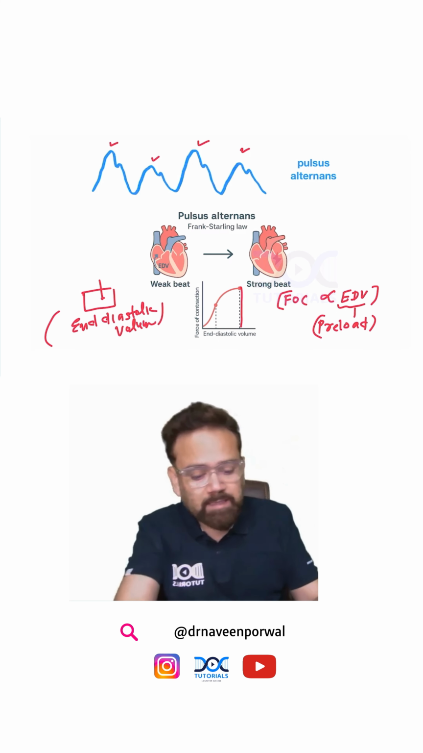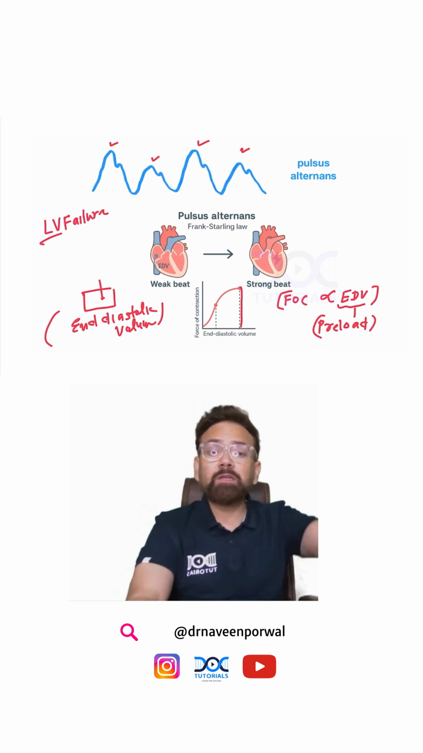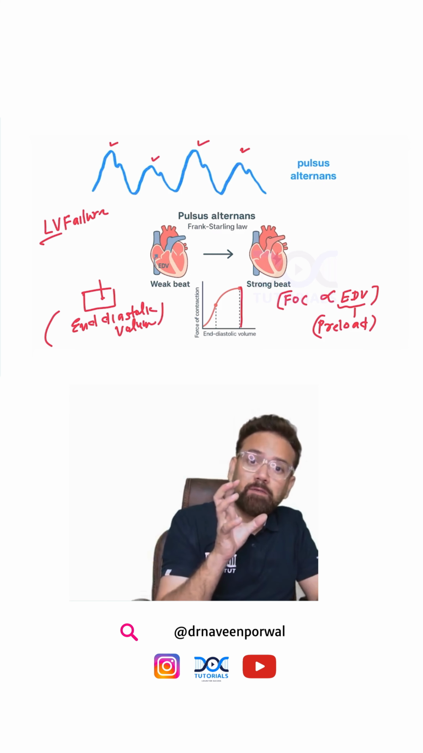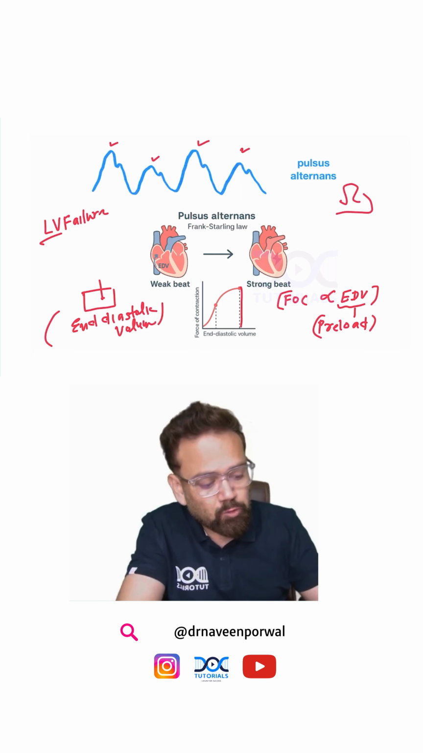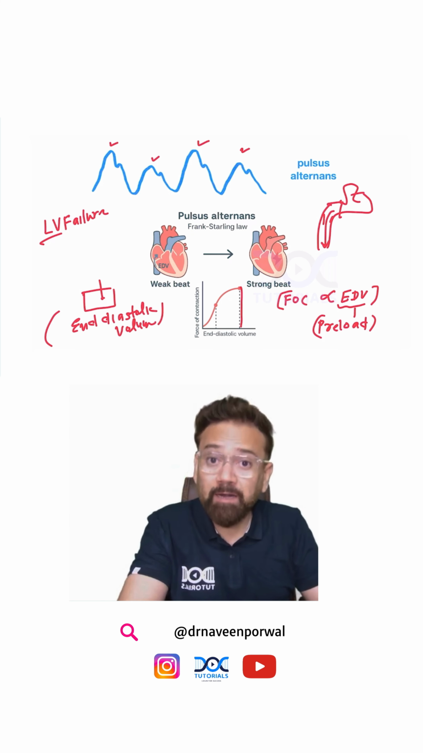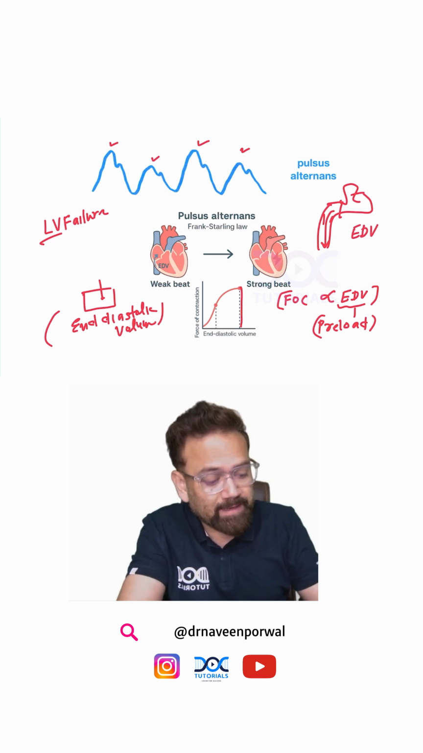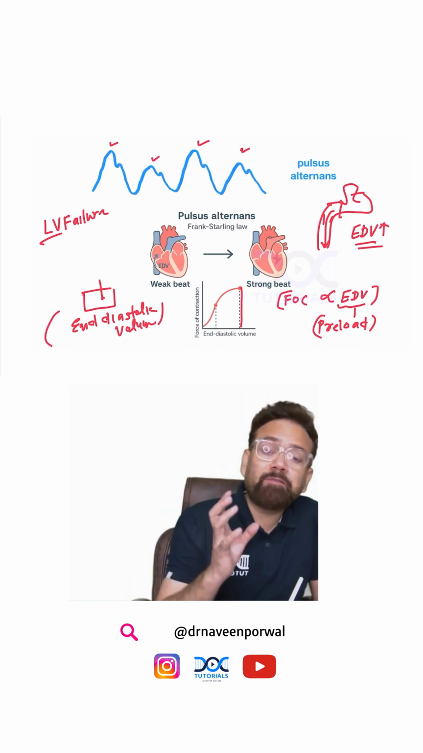Now, whenever there is left ventricular failure, the left ventricle will fail. So whenever there is failure of the left ventricle, what will happen? Force of contraction will be less. So that will cause less blood to go from the ventricle into the aorta, so more blood will be in the ventricle after the contraction. So end diastolic volume will increase. Preload will increase because ventricular failure is there.